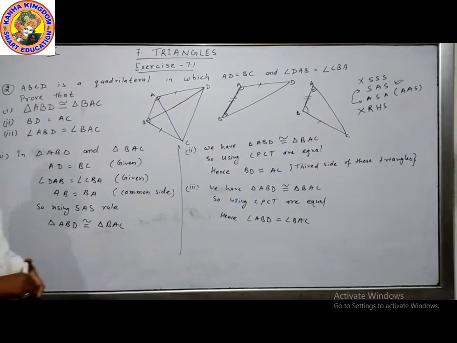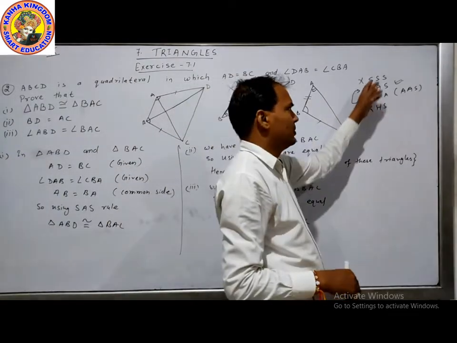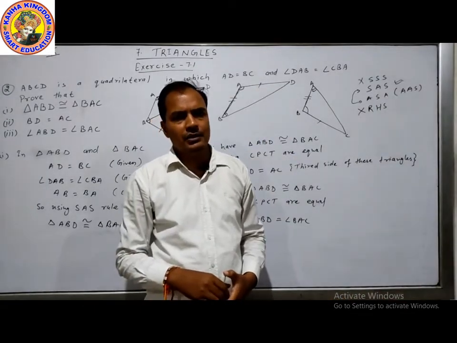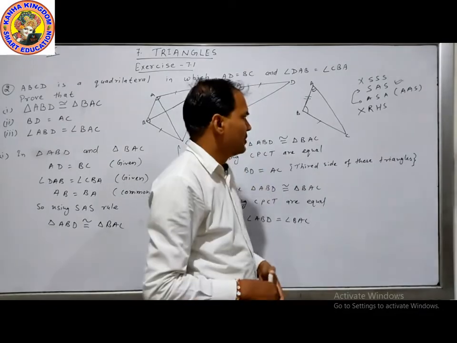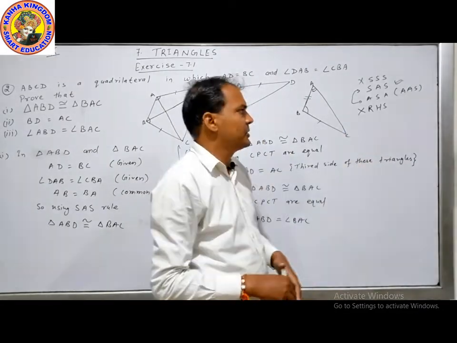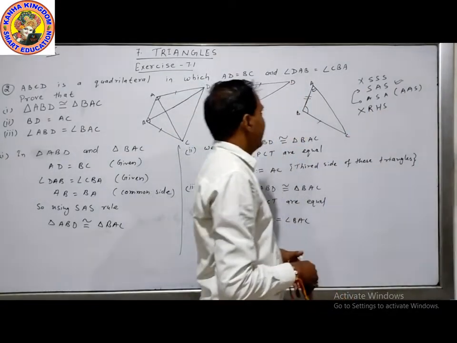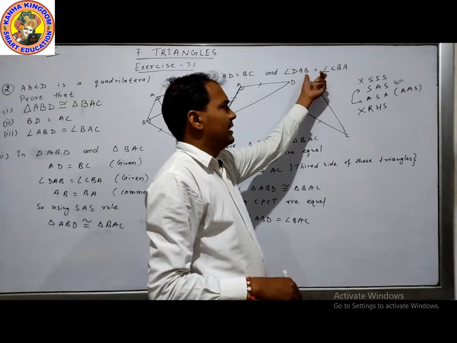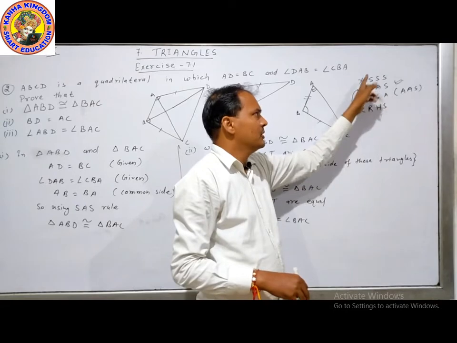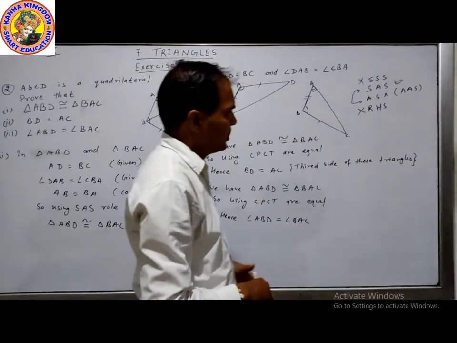For congruency, we have these rules: SSS, SAS, ASA, AAS and RHS. First of all, RHS needs a right angle. There is no right angle, so we cannot use this rule. And one angle is given as equal. So in the angle rules, there are two rules. We cannot use the SSS rule. There are two rules.